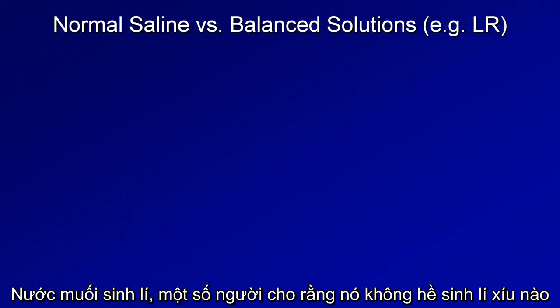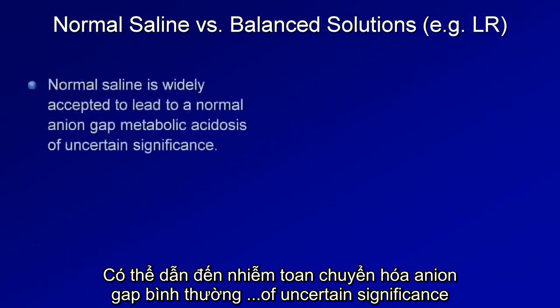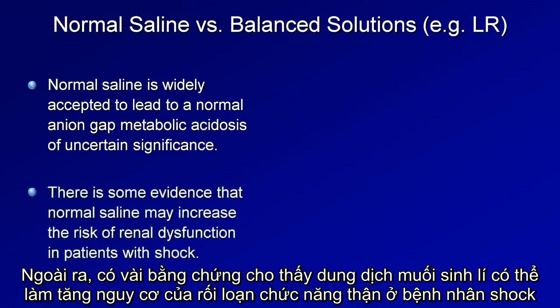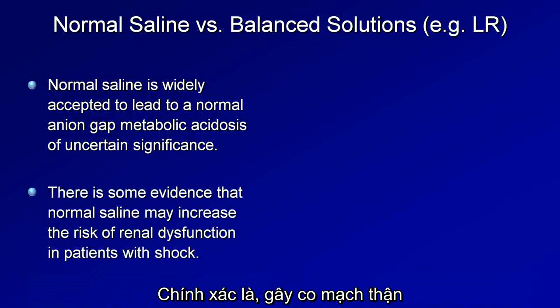Normal saline, which some argue is not very normal at all, can lead to a normal anion gap metabolic acidosis of uncertain significance. In addition, there is some evidence that normal saline may increase the risk of renal dysfunction in patients with shock, specifically by inducing renal vasoconstriction.